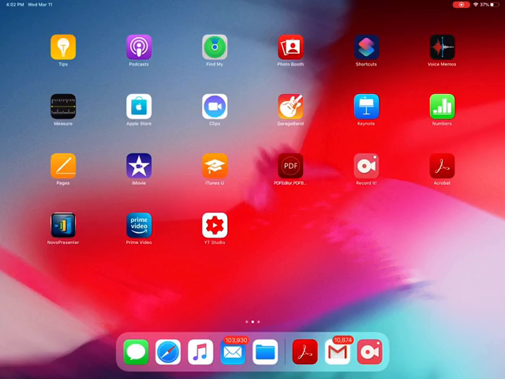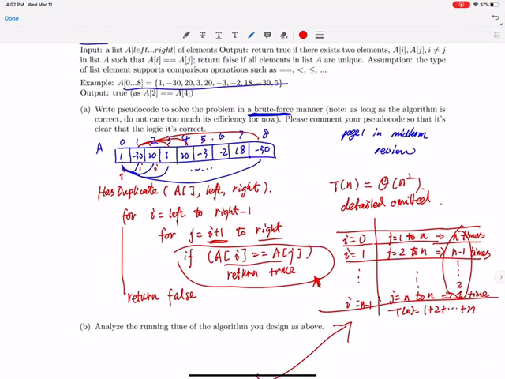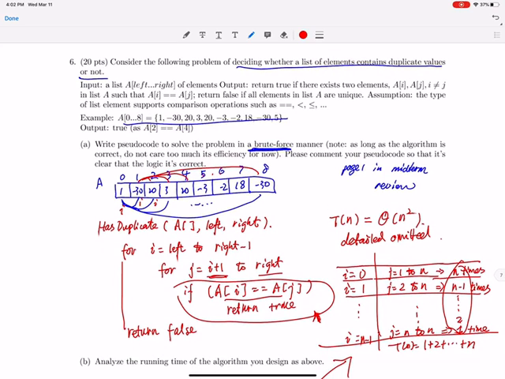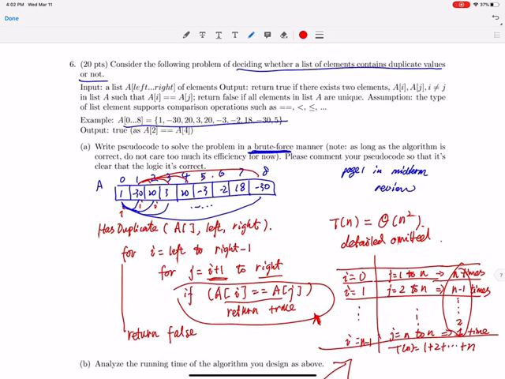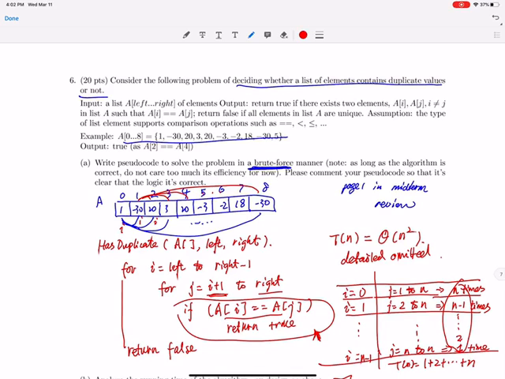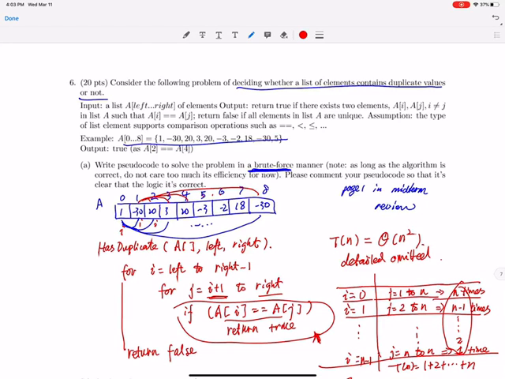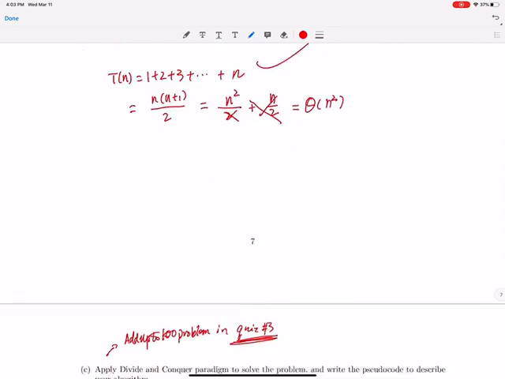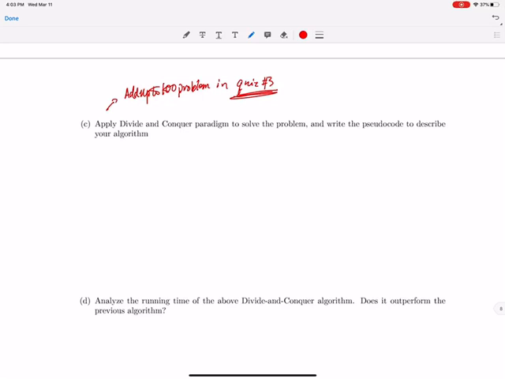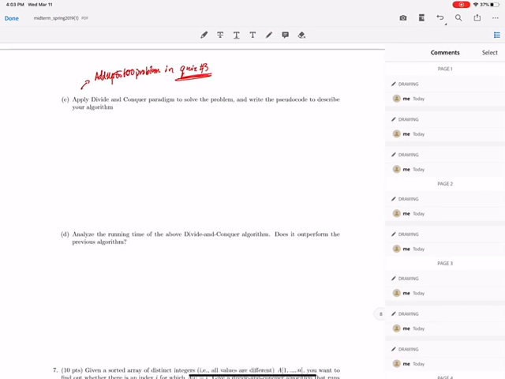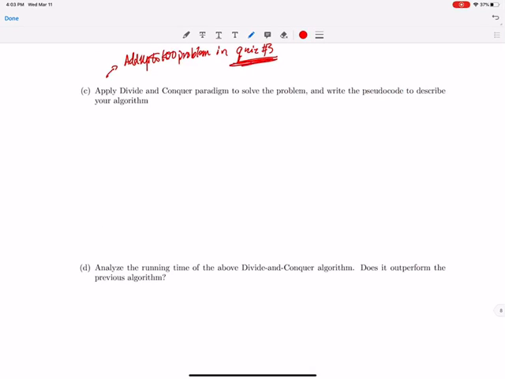Okay, so this is the last part of the review of the sample final, right? So we stop at part C of this question: finding out whether a list contains any duplicate value or not. In part C, you're asked to solve this problem using the divide and conquer paradigm. So how to do that? I hope that by working through midterm quiz number 3, you have gotten some intimate knowledge about that.